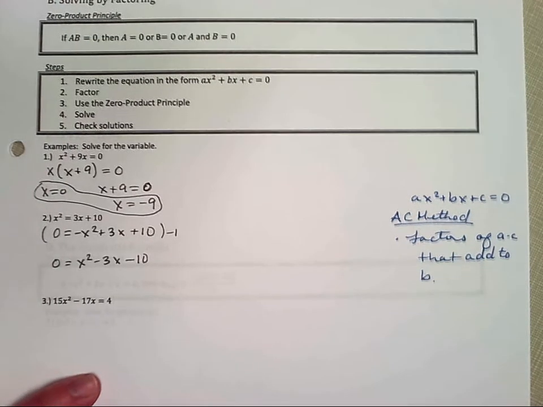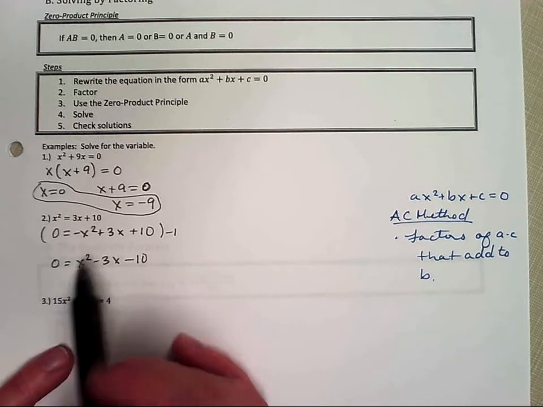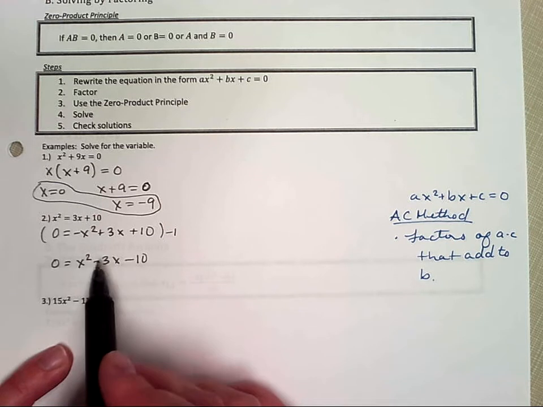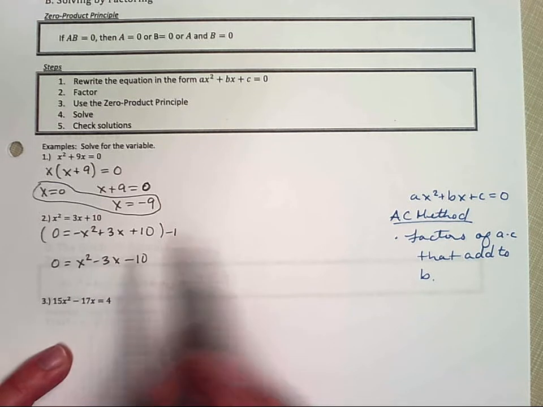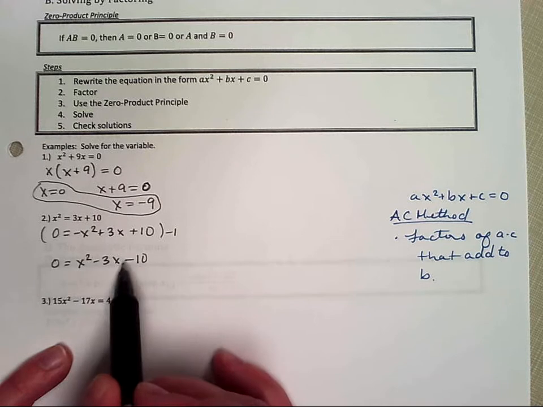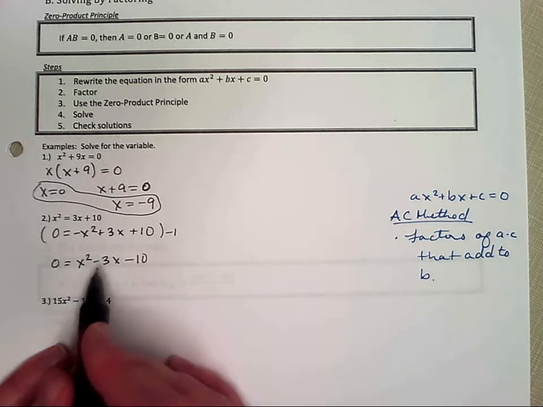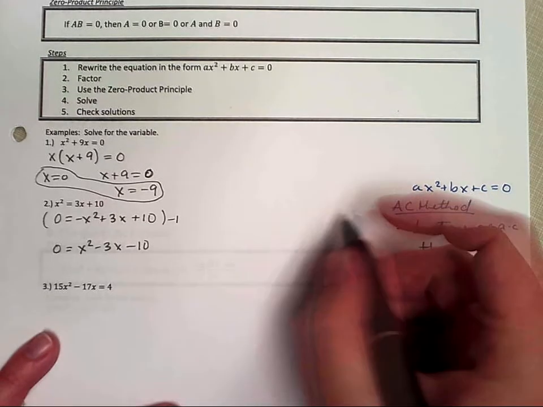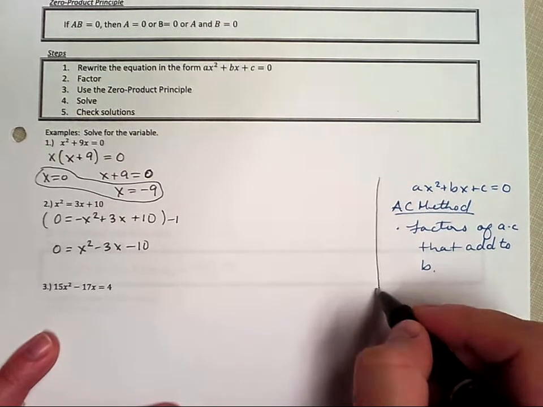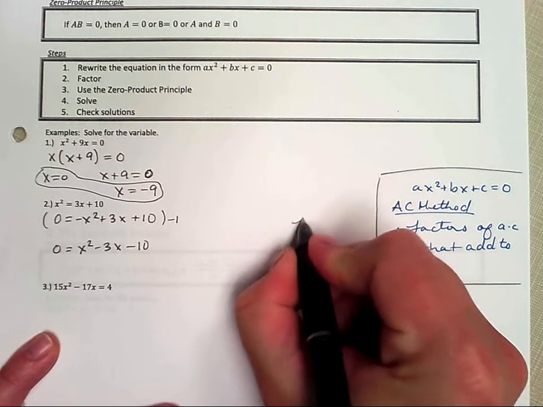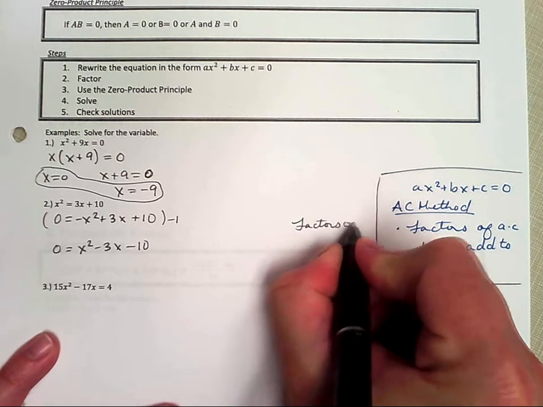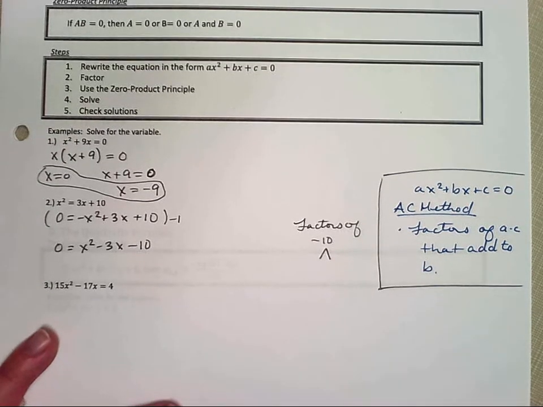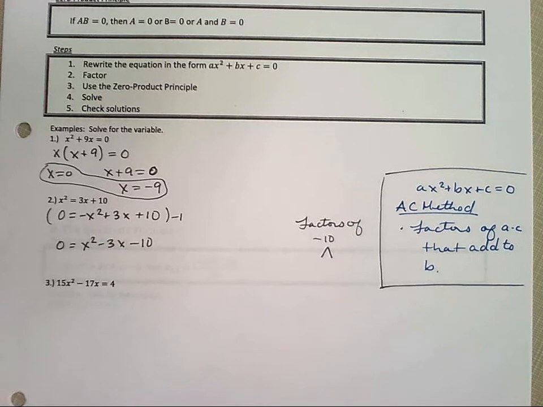So here in this case, my a is 1. So I just need to find factors of c, factors of negative 10 that add up to b, which is negative 3. So factors of negative 10 that add up to negative 3. So who's got an idea? What multiplies to negative 10 and adds to negative 3?